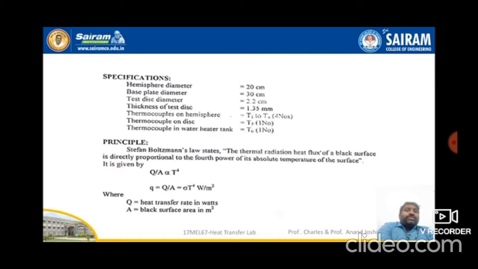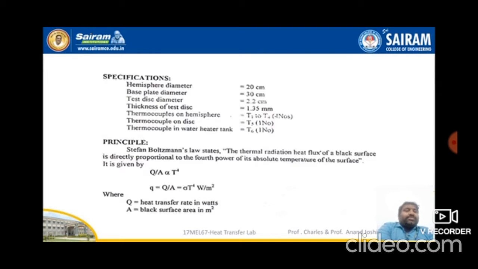Here some specifications are given. The hemisphere diameter is 20 centimeter and the base plate diameter is 30 centimeter. Test disc diameter is 2.2 centimeter. Thickness of the test disc is 1.35 mm. Thermocouples on the hemisphere are T1 to T4, 4 numbers. The thermocouple on the disc is T5, 1 number. And the thermocouple in the water heater tank is T6, 1 thermocouple.